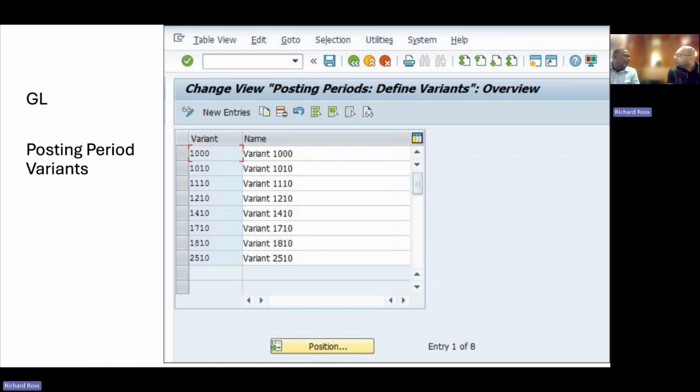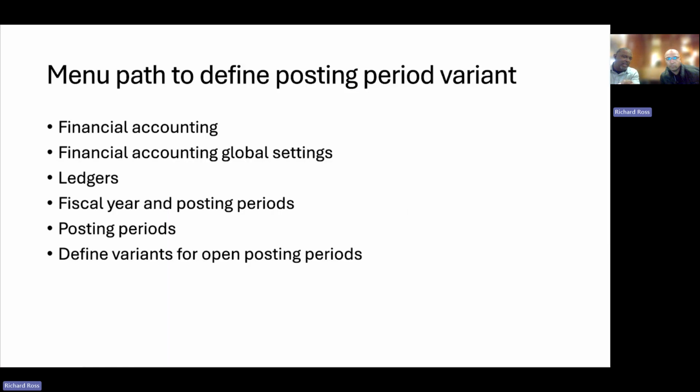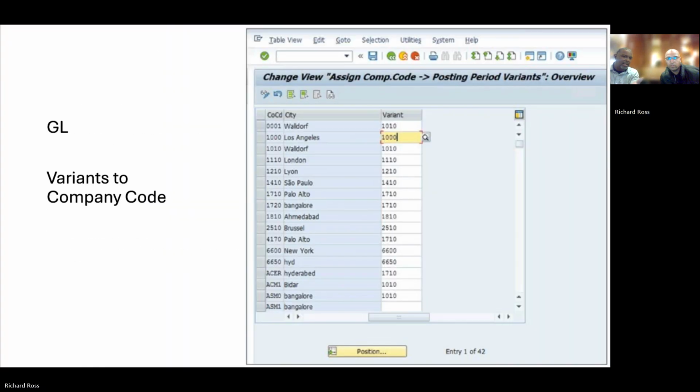So you could have one variant, 1,000. And then on the next screen you can assign all the companies to 1,000. So right here, I didn't see it. Post period variant per company. Yeah, here it is. So notice that I can have all of these go to 1,000.